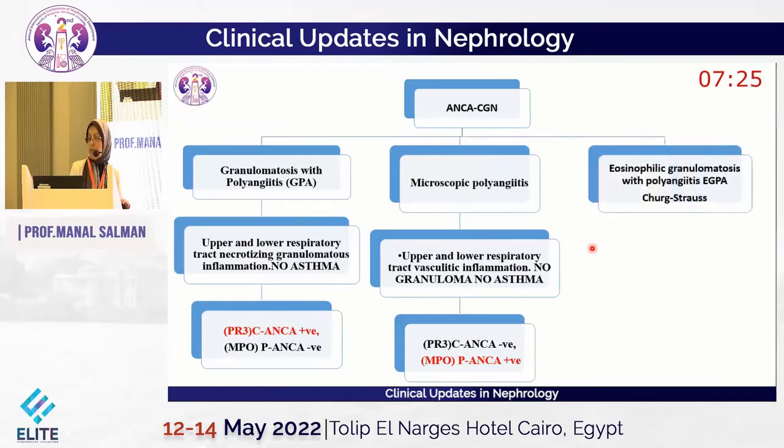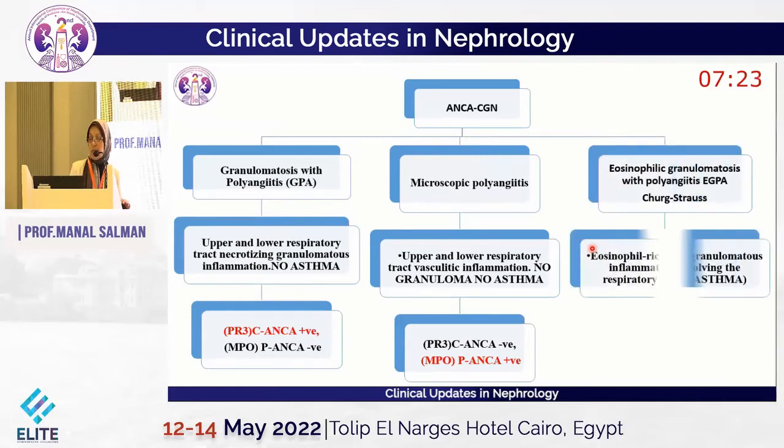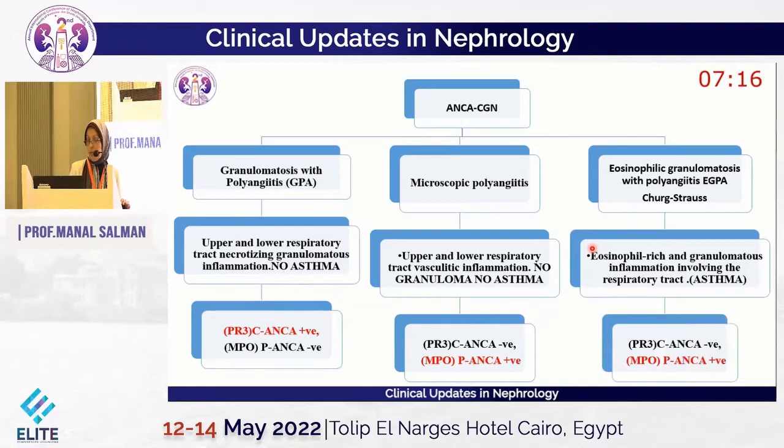And we have Churg-Strauss syndrome, and this has eosinophil-rich granulomatous inflammation involving the respiratory tract with the presence of asthma, and like microscopic polyangiitis, it is associated with P-ANCA or myeloperoxidase ANCA.